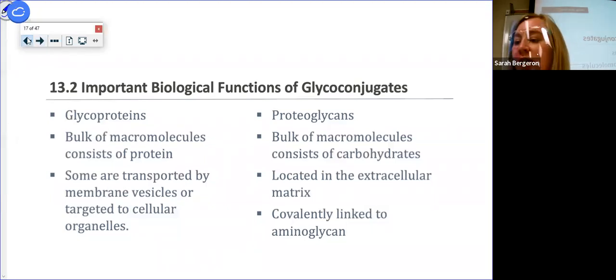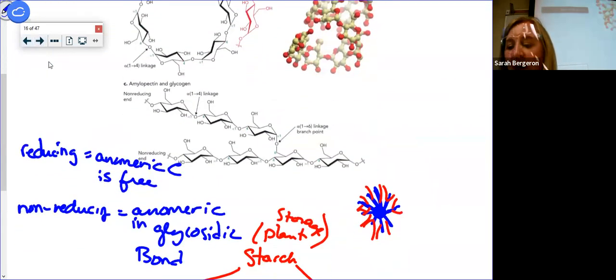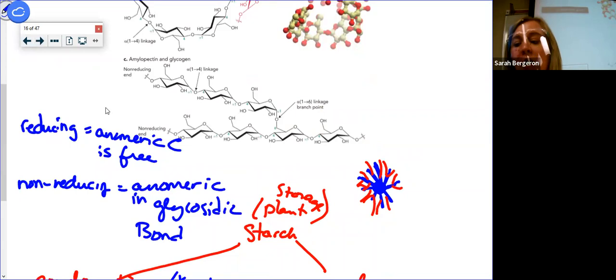The other thing I wanted to say before we went on is that we talked about how you could only take away when you're on a reducing end. You can only add to a reducing end too. If you're building glycogen, you can only add to a free anomeric carbon. And you can only remove if you have a free anomeric carbon, because you need something to attach to that UDP molecule. So that's going to be really, really important.